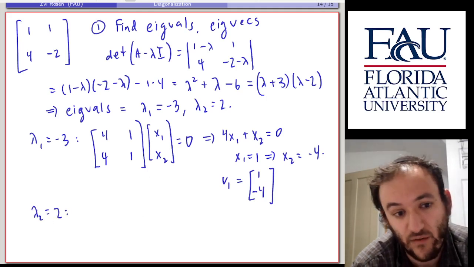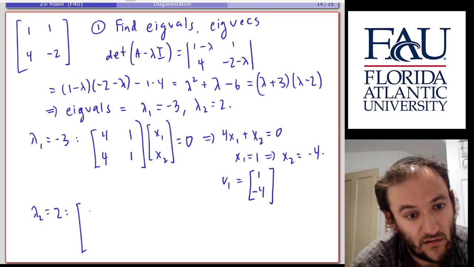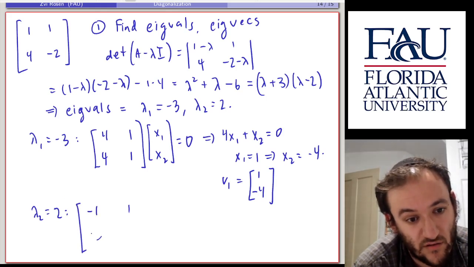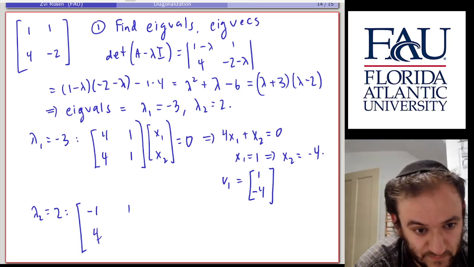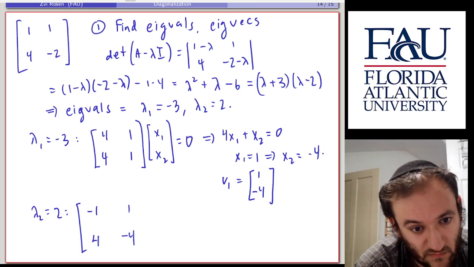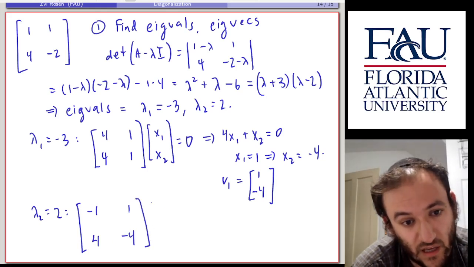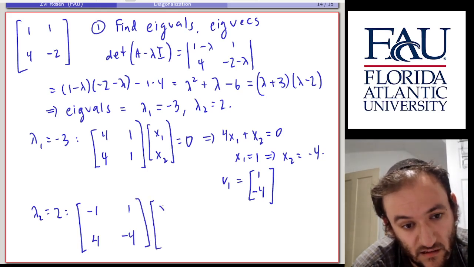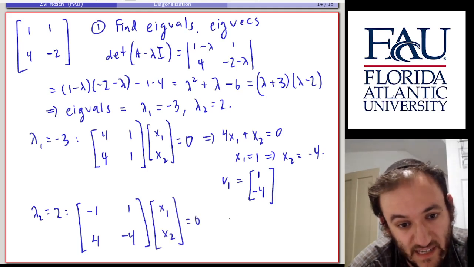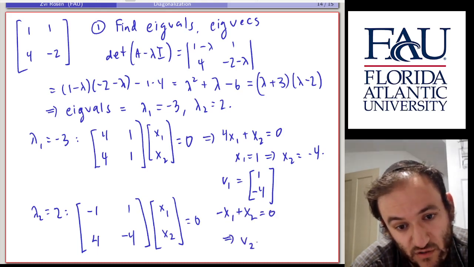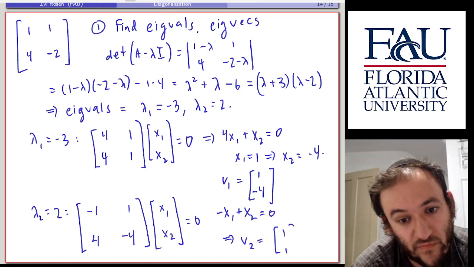And for lambda 2 equals 2, if we plug that in, we get (minus 1, 1, 4, minus 4). Okay, and this gives us minus x1 plus x2 equals 0, so they're the same, which means that v2 is equal to (1, 1).